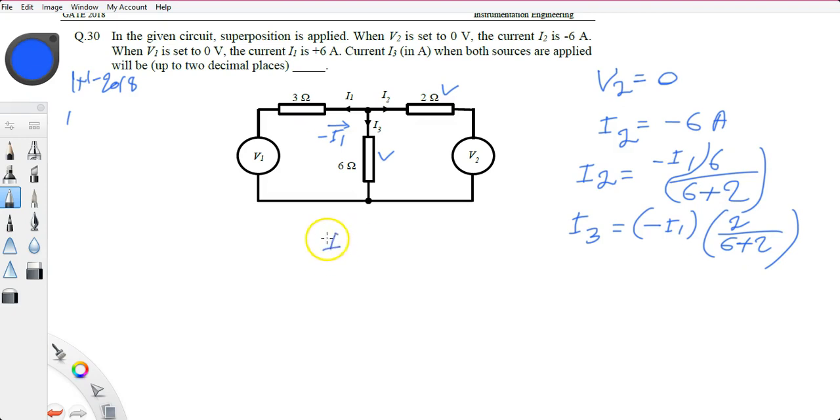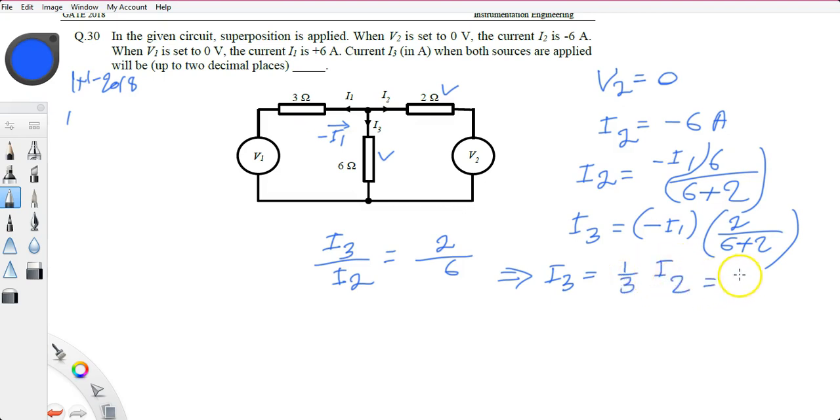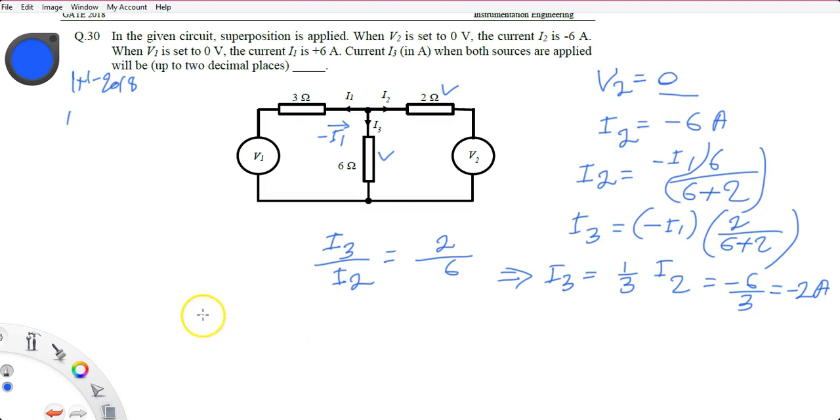So what is this ratio? I3 upon I2 is equal to 2 upon 6. So it gives you I3 equal to 1 upon 3 I2, and I2 is minus 6 ampere. So minus 6 upon 3, that is minus 2 ampere. This is the case V2 equal to 0.